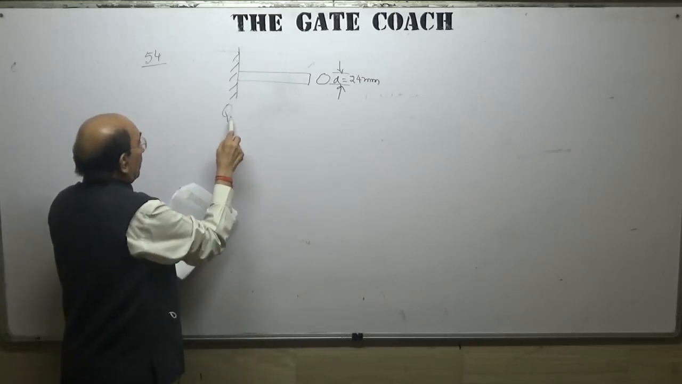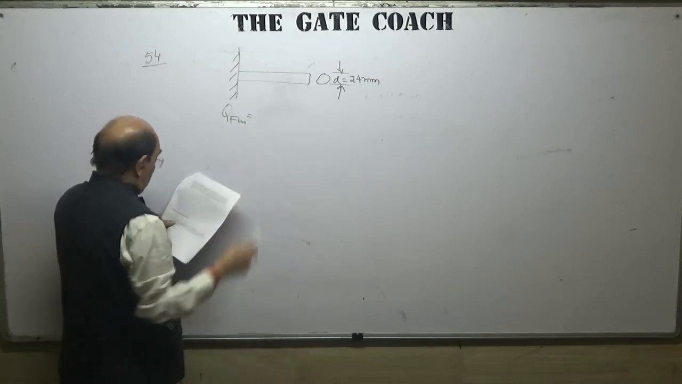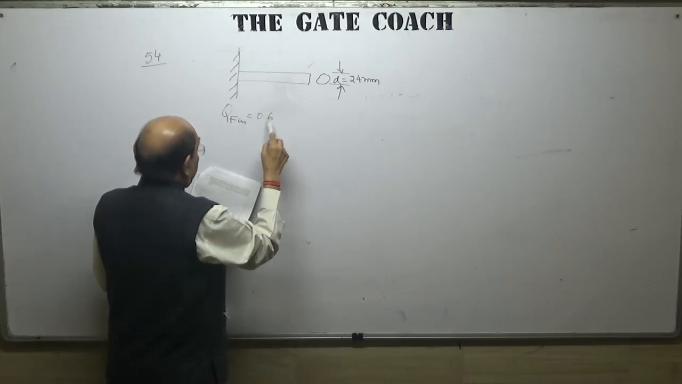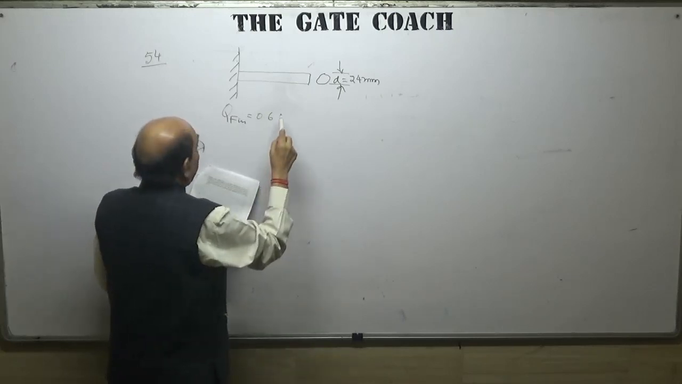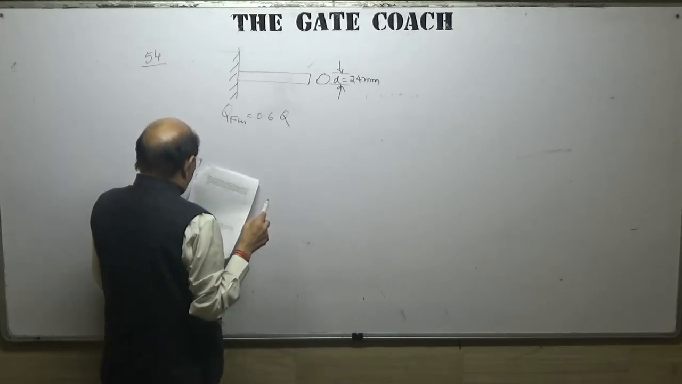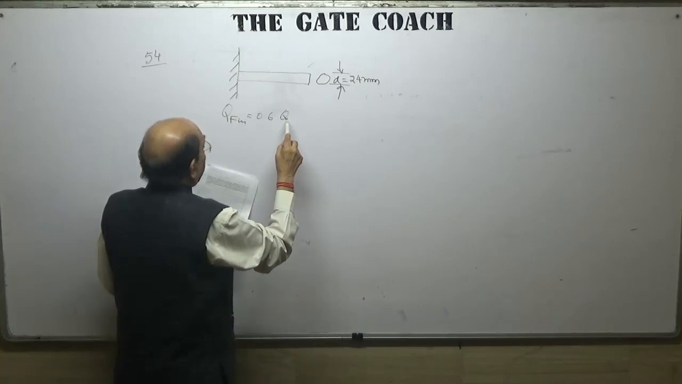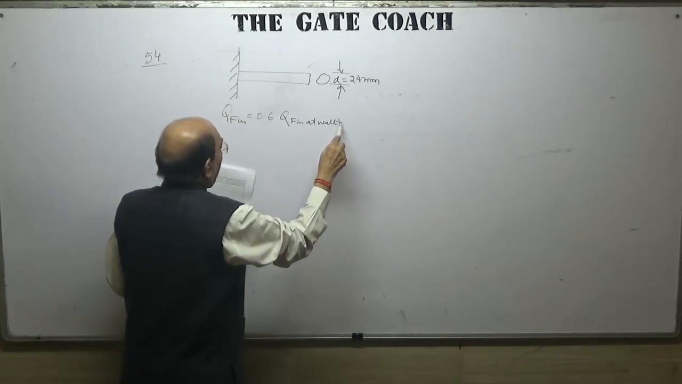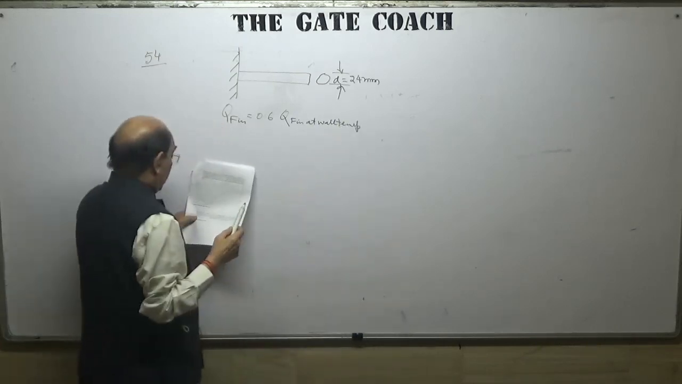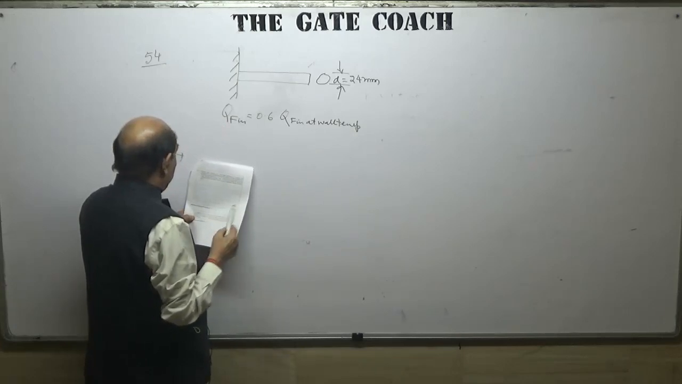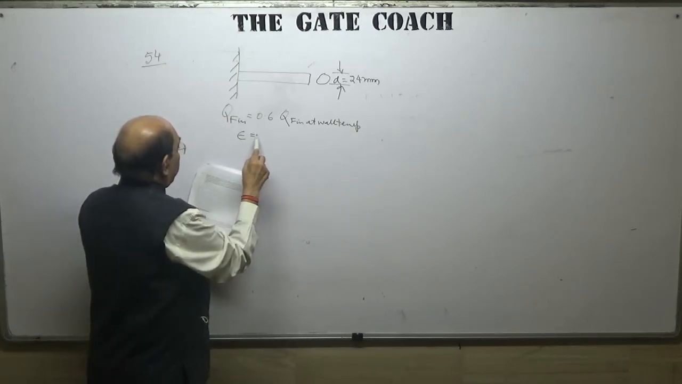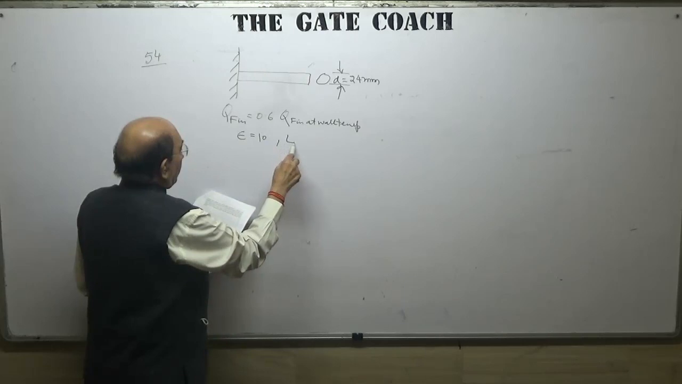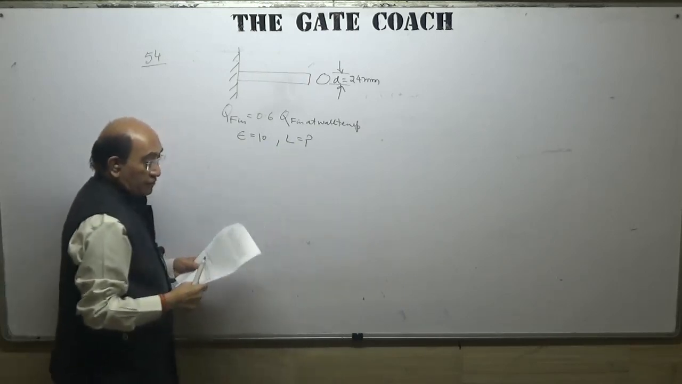Heat transfer rate from the fin is given as 60% of the heat transfer rate when the entire fin is at the wall temperature. Further, it is given that the effectiveness of the fin is 10. We have to determine the length.